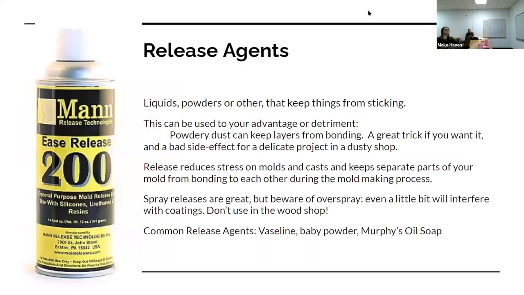Yes. And then release agents. It's something that keeps things from sticking to each other. We just sprayed some downstairs. What's it often made of? Usually the sprays will be oils and silicones or waxes. There's a lot of different things. You can use Pam, spray Pam in a can, for a lot of things. Murphy's oil soap. Baby powder is a powdered release agent.